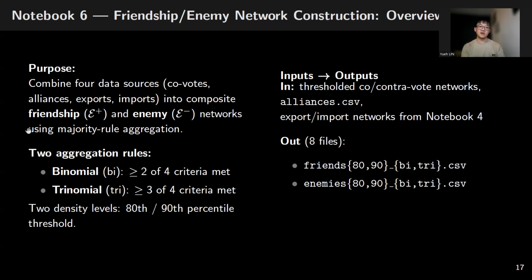It means that there are four different possibilities for those networks, and it will output eight different files of friendship, enemyship, 80, 90, binomial or trinomial. So four different possibilities for friends and for enemies. So eight different files. The logic of the notebook is straightforward. We took the notebooks we created before and we calculate whether it added to more than three or more than two to have the result.